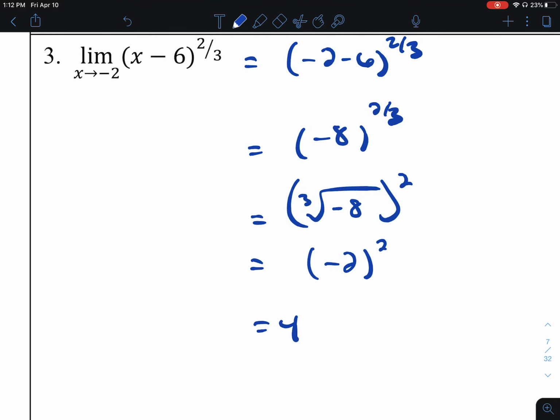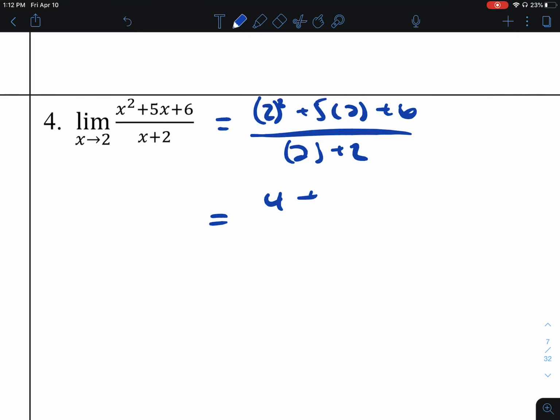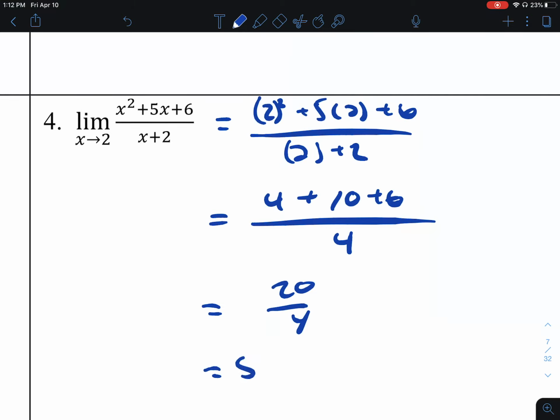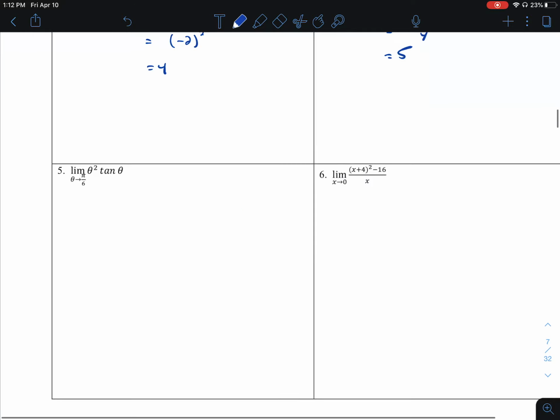Number 4, direct substitution still works. We could put a 2 into the numerator. We could put a 2 into the denominator. 2 squared is 4. 5 times 2 is 10. 2 plus 2 is 4. It's going to give us 20 over 4, which is 5.